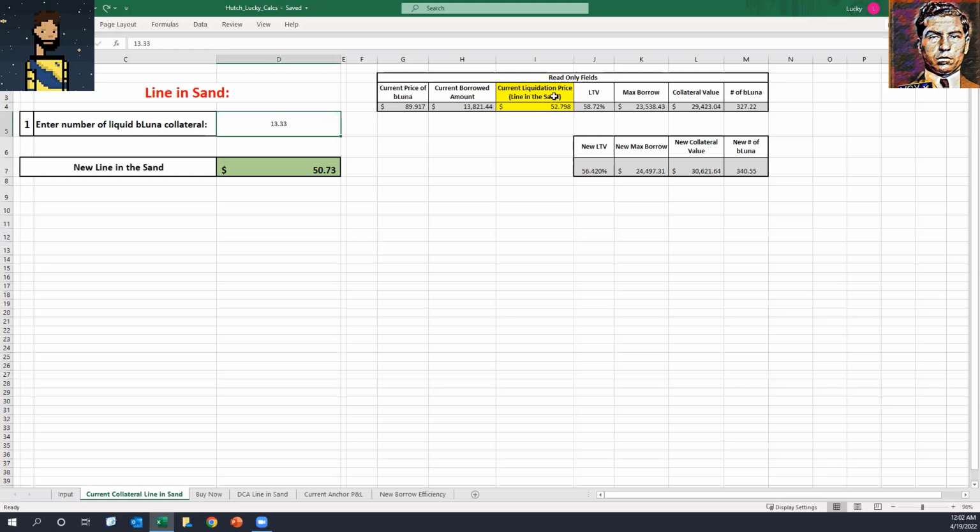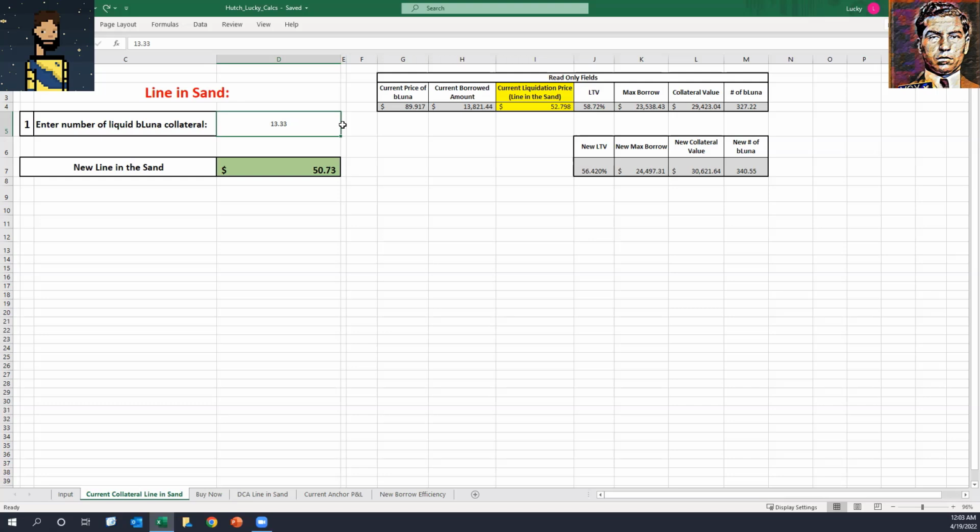Right. So what we show here again are the read-only fields. So this is all brought from that first tab. So you can see that the current liquidation price from the first one is 52.79. Let's just say you had, give me a number, Hutch. Well, how much was the original number? So we have 327 originally posted in Anchor right now. Let's just say you had 100 bLUNA somewhere else. Okay, you had 50 Luna and 50 bLUNA in the Luna bLUNA LP. And we're not going to get into any ARBs. So just put 100. Yep.